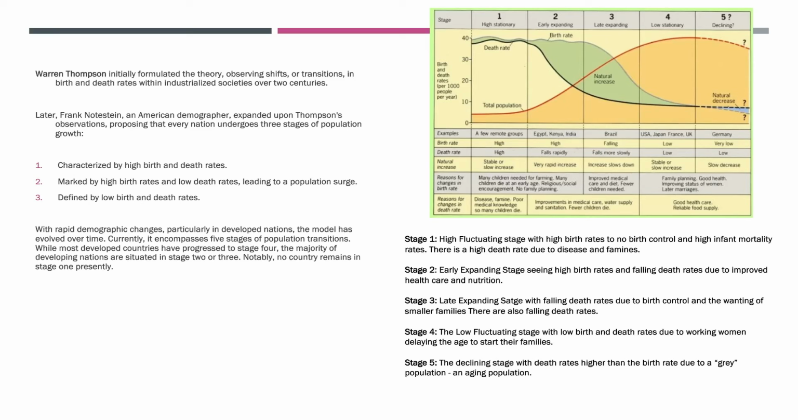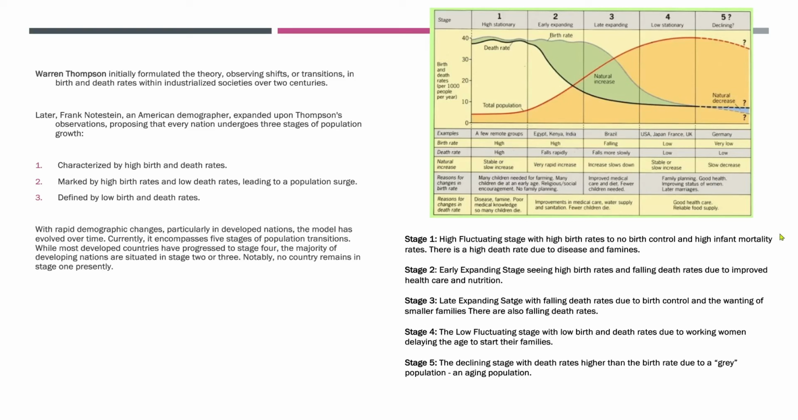With rapid demographic changes, particularly in developed nations, the model has evolved over time. Currently, it encompasses 5 stages of population transition. While most developed countries have progressed to stage 4, the majority of developing nations are situated in stage 2 or 3. Notably, no country remains in stage 1 presently. Well, at the moment, yes, you still have a few groups that may still be in stage 1, having high birth and high death rates as well. You may have a few out there.